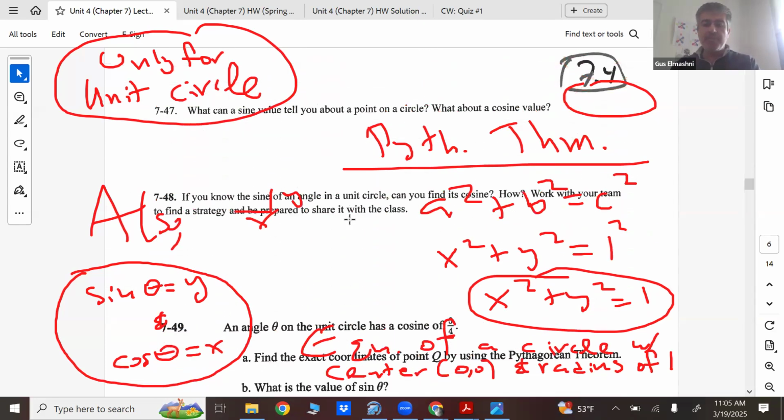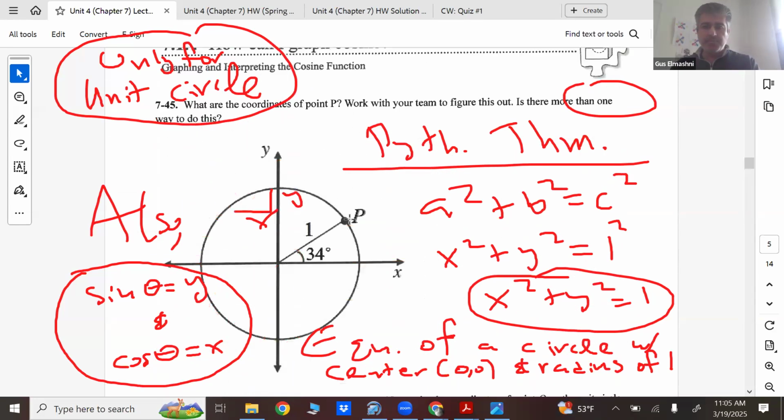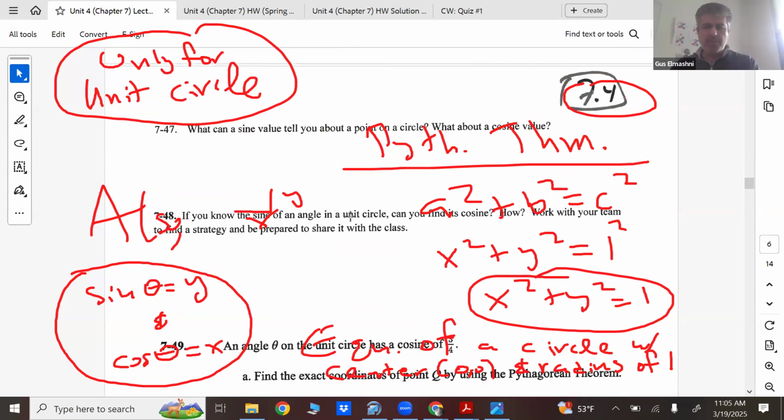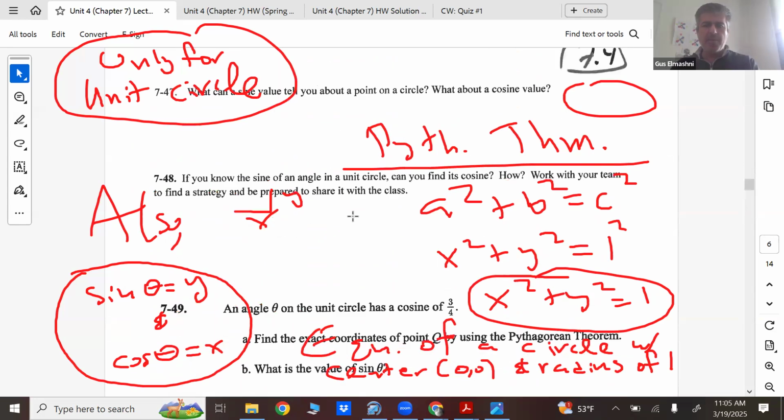Now we're actually going to... well, were we gonna graph a cosine function? I think I have to look. Maybe not. Oh, no, we are. At the end, we're gonna graph a cosine function. Okay.